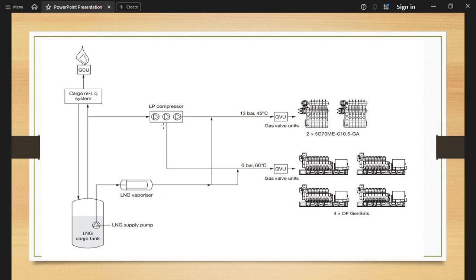Through this it will go to the cargo reliquefaction system, and it is again coming back, and the other gases are released only after this system, and then from here the LP compressor is taking the tapping, and through here it is supplying to the gas valve unit, and from the LNG vaporizer it is taking the tapping, and then it will go to this, or it will directly go from here. Okay, so both the provisions, we can bypass the LP compressor, and through the vaporizer we can take it from here at 13 bar 45 degree, we can burn this in the main engine.